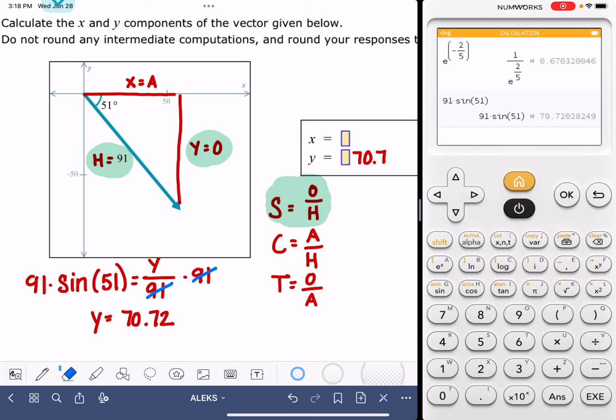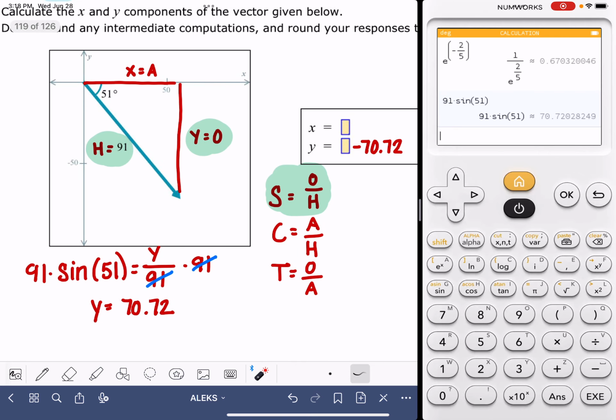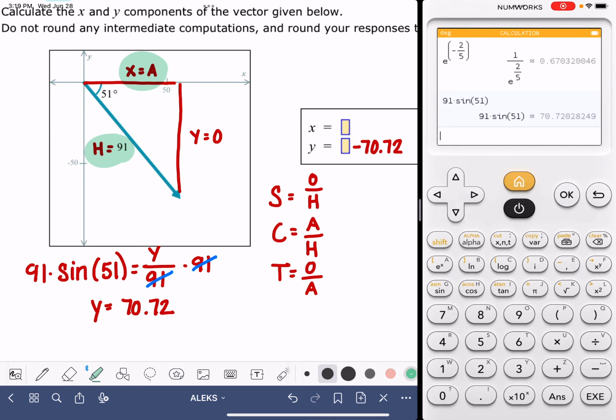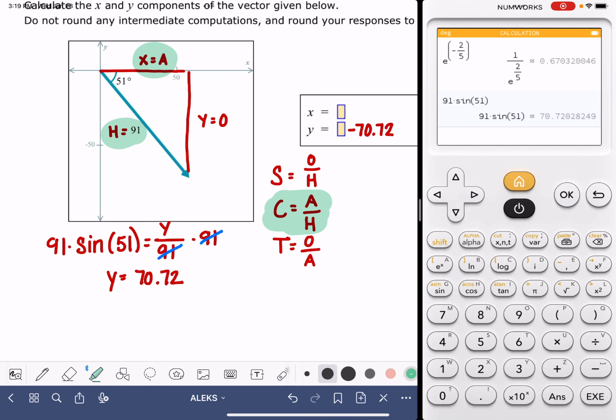Oh, this is negative 70.72. Negative because it is down. Down in the negative area of the y-axis, so definitely be careful with that. So now that we have that figured out, we just now need to solve for x. We do know this value at this point, so we could use these two to solve for x, or we could use the adjacent and the hypotenuse. That's the cosine. I'm going to use that relationship.